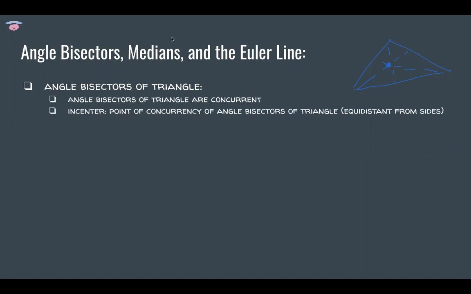It's equidistant from the sides. So the perpendicular bisectors meet at the circumcenter, which is equidistant from the vertices. This is equidistant from the sides. This is equal to this, which is equal to that.